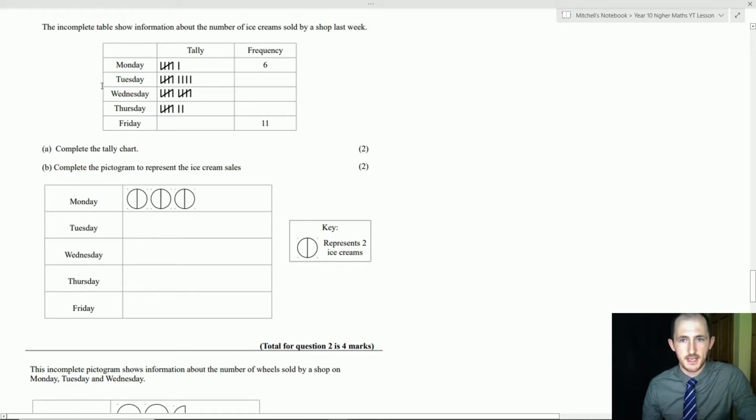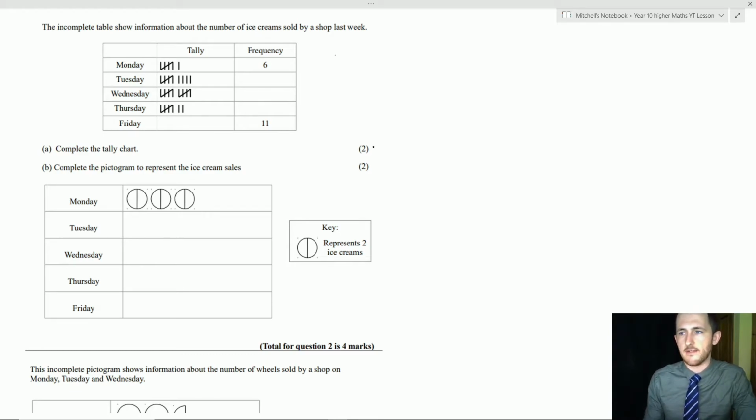Now this is the correct version of the previous one. If you notice, it's the exact same situation. So ice cream sold by a shop last week. First thing we need to do is fill in the tally chart. So complete the tally chart for 2 marks. First things first, we need to count up tallies.